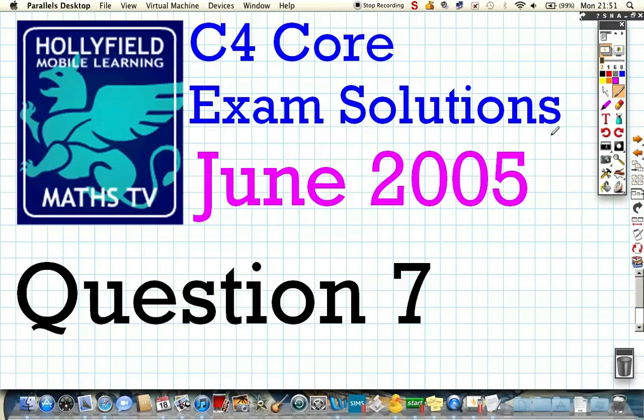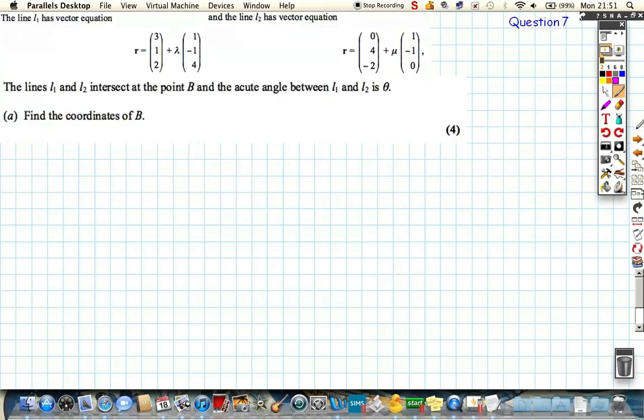Question 7 on the June 2005 C4 paper. So we're given two vector equations of a line. I'm going to label this one R1 and this one R2, and they're given in this form where lambda and mu are parameters. And it says they intersect at the point B. So it says to find the coordinates of B.